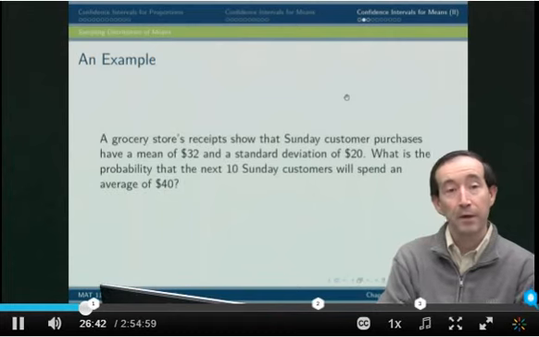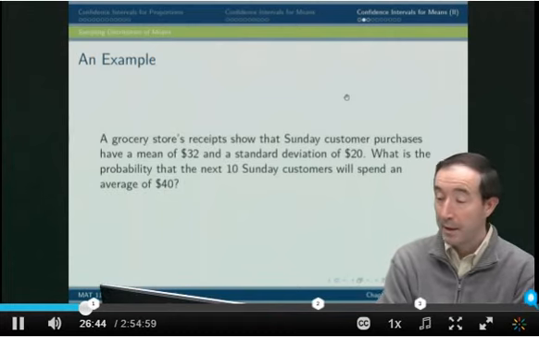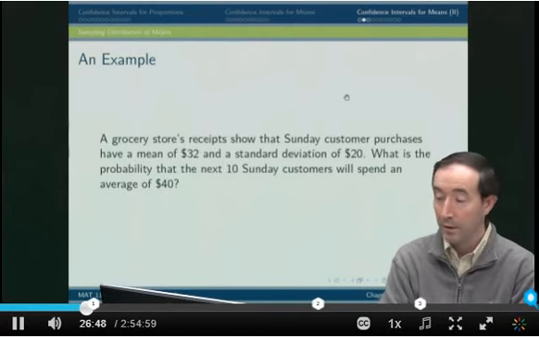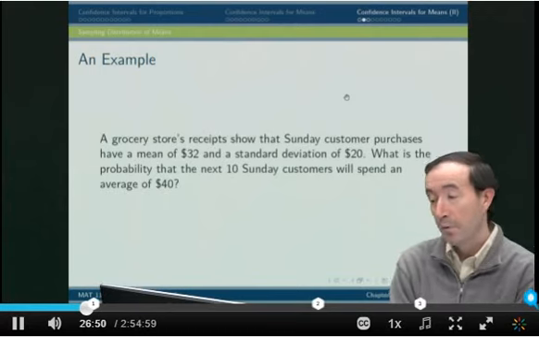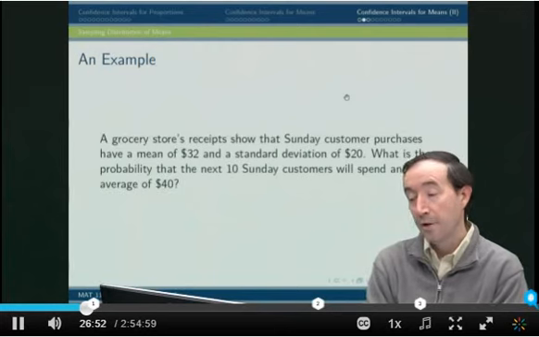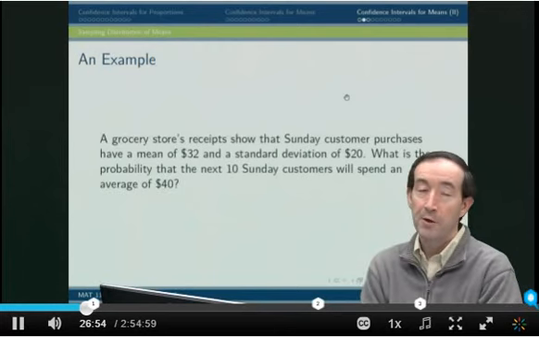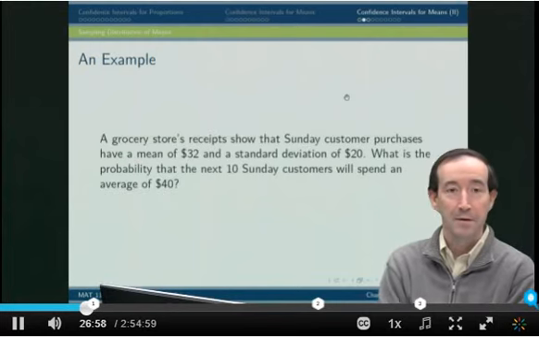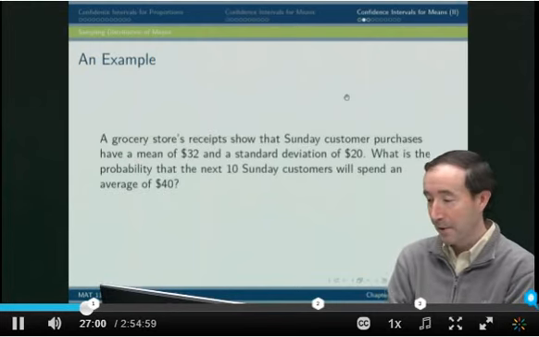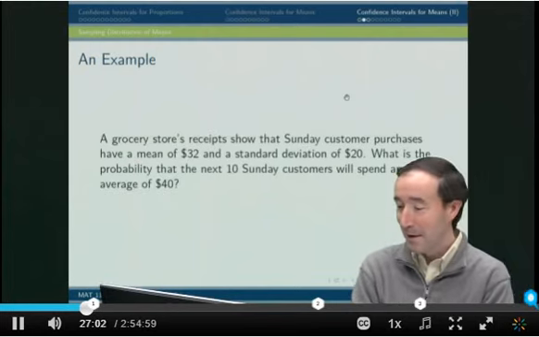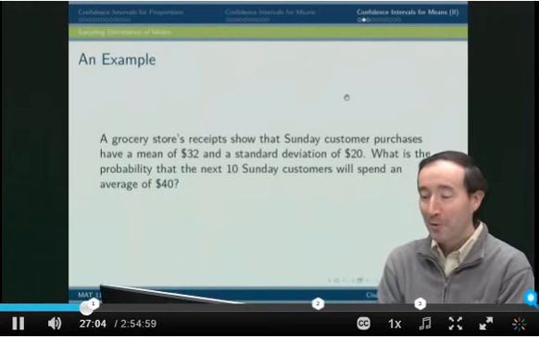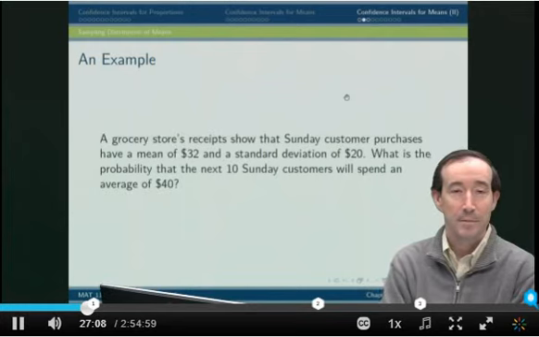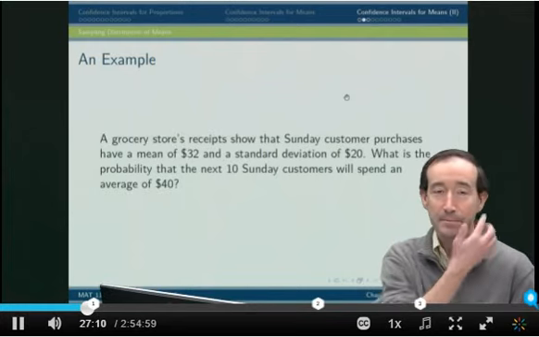And what I do is I look at my records, and I can see that on Sundays, which happens to be the day I'm looking at here, my customer purchases are averaging $32 and have a standard deviation of $20. Right, so I have a lot of people who come in and buy a few things and then leave. Nobody's doing their major shop, I guess, on these Sundays. What's the probability that the next 10 will spend an average of $40? So how can I check that?